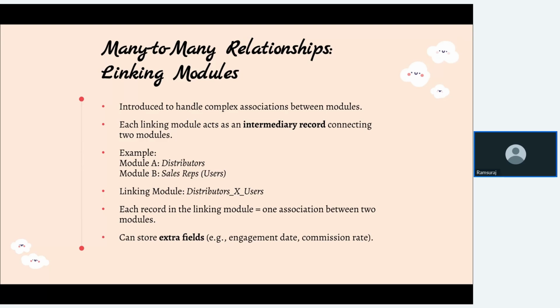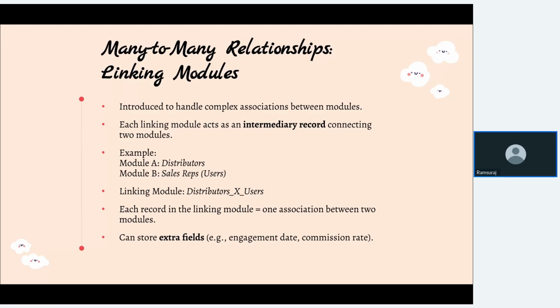And you know that if you delete an association in a linking module, the association between the two parent records is also deleted. If you simply delete a record in the linking module, the linking record between the two is deleted, and no association between the two records will exist.